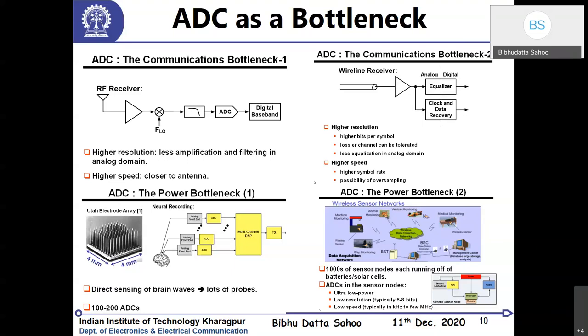In the case of biomedical applications, ADCs become a power bottleneck. They have to be really ultra low power so that the battery life is as long as possible and they can be implanted inside the body. And they also become a power bottleneck in wireless sensor networks, which is of relevance nowadays where IoT is coming up. So that means you have to make sure that our computing, edge computing, is as low energy as possible.